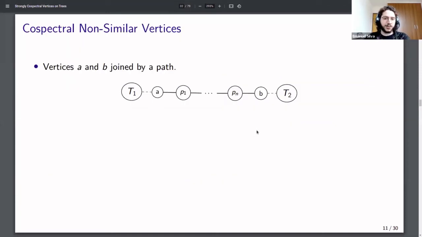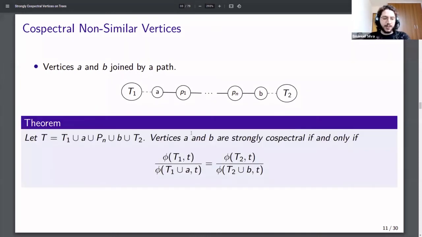And okay, now let's try to construct the cospectral non-similar vertices. So suppose we have now this construction, only caring about two of the vertices. If vertex A attaches to T1 and vertex B attaches to T2, and we join A and B by a simple path, the claim here is that A and B are strongly cospectral if and only if this ratio is equal to this ratio. That is, if phi of T1 divided by phi of T1 union A is equal to phi of T2 divided by phi of T2 union B.